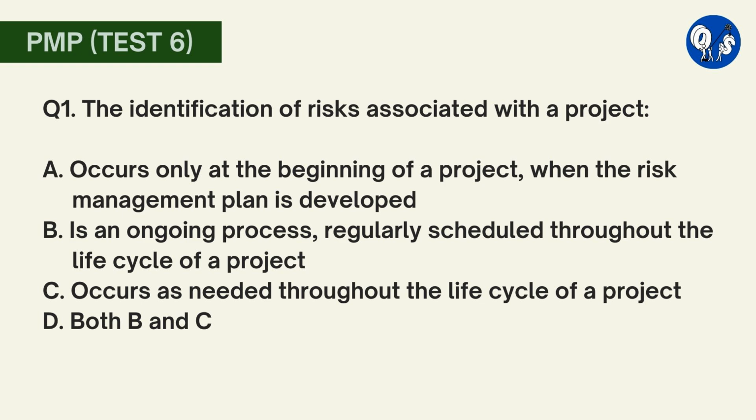Let's start with test number 6, question number 1. The identification of risks associated with a project: A. occurs only at the beginning of a project when the risk management plan is developed. B. It is an ongoing process regularly scheduled throughout the life cycle of a project. C. Occurs as needed throughout the life cycle of a project. D. Both B and C. Here option D is correct.